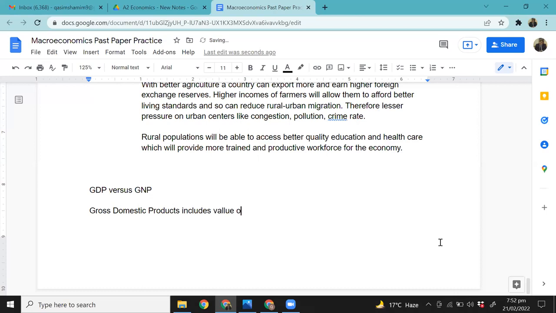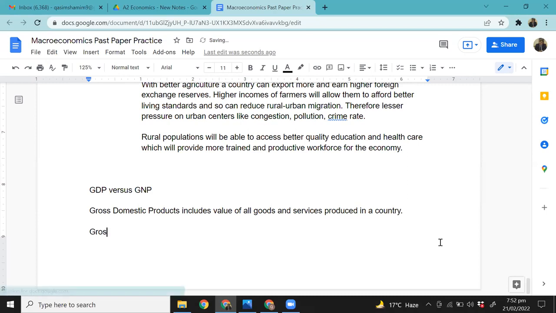So, sir, GNP will include remittances and earnings, income abroad, including remittance. That's correct. In the country, right? Is it making sense?